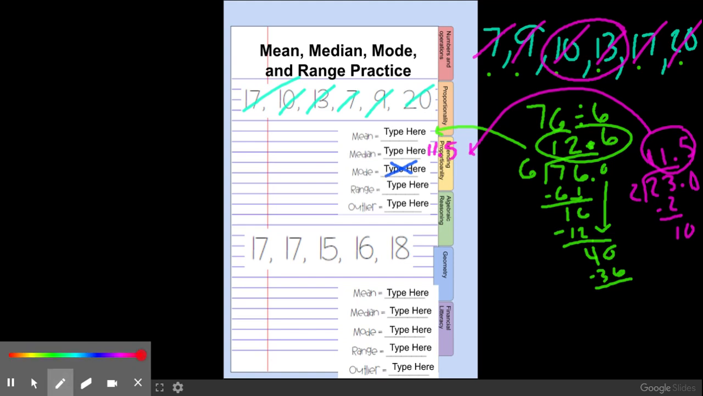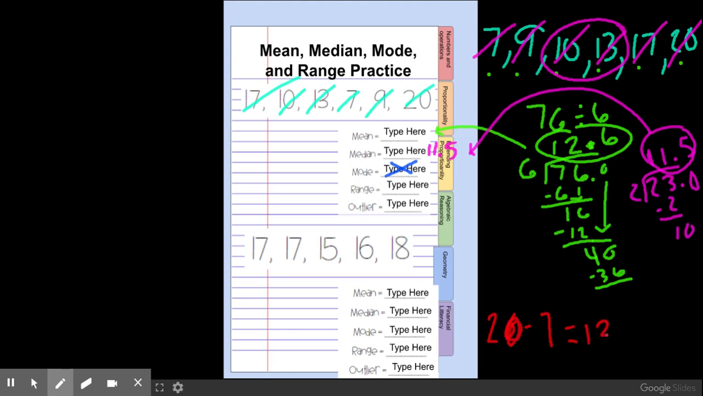To find our range, we take the largest number, so 20, minus the smallest number, so 7, to find our range. So 20 minus 7, that's a 0, by the way. 20 minus 7 is 13. So our range is 13. And then outliers are, is there anything dramatically different that doesn't really belong in the data? In this one, all the data kind of goes together, so there is no outliers. So you're just going to say none.